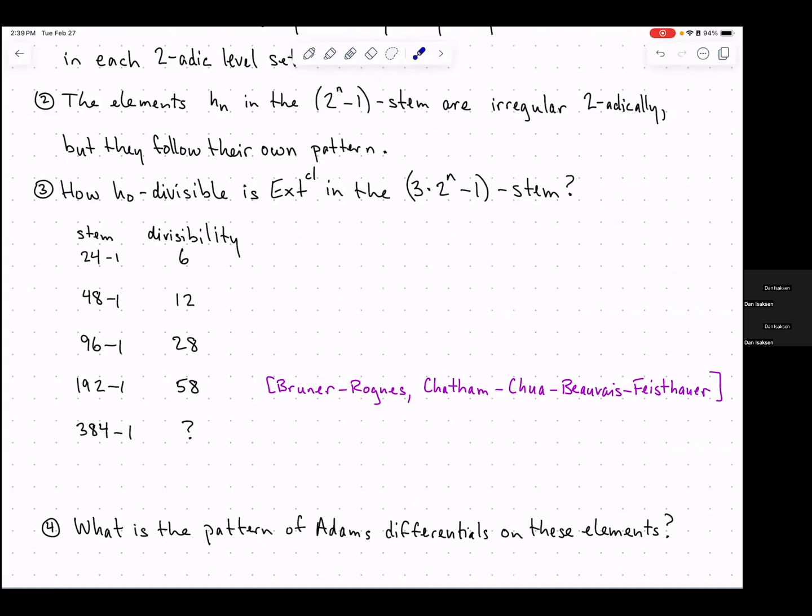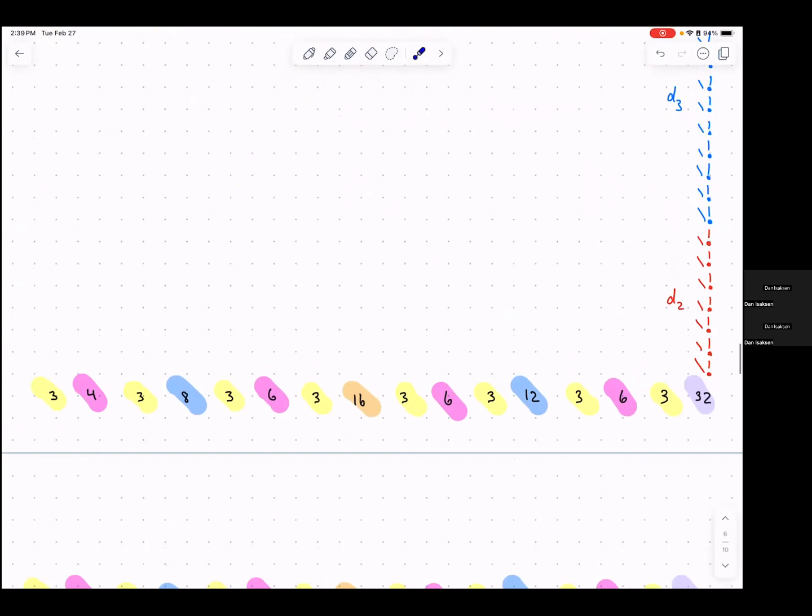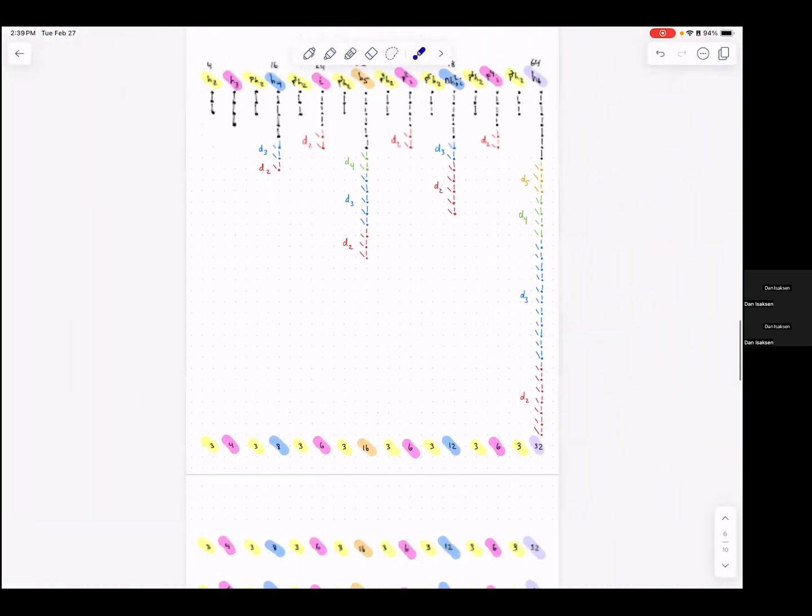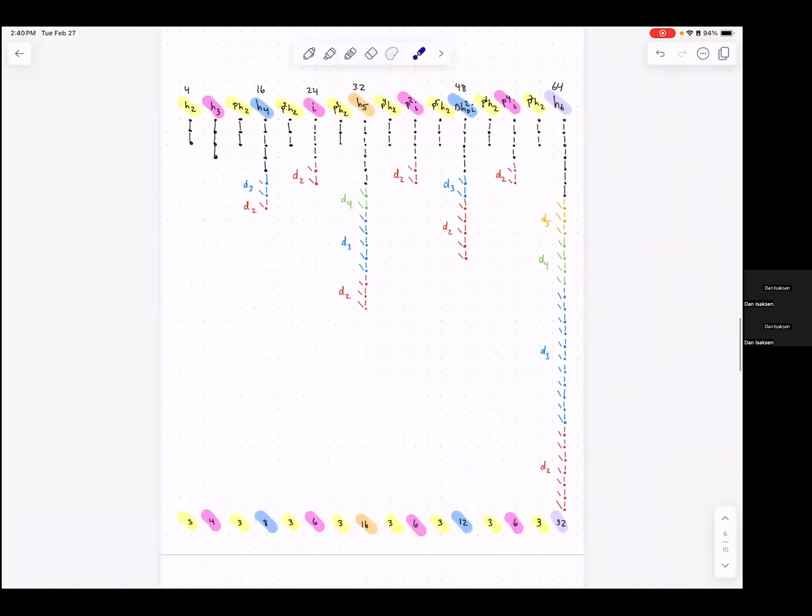If you go back here, this chart shows the pattern on the first few, and you might be able to make some guesses, or maybe not. It's kind of hard. You can see that at the 128 you're going to see d2s, d3s, d4s, d5s, d6s, but exactly how many elements there are is a little bit hard to see. I'm not even sure if it's knowable in any reasonable sense.